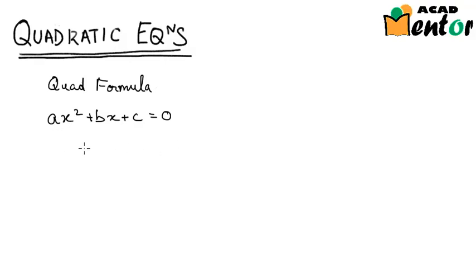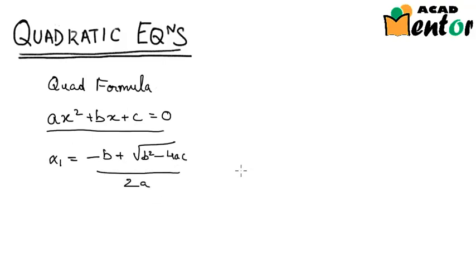So for this particular equation, if alpha 1 and alpha 2 are the roots, then we can write alpha 1 is equal to minus b plus under root b square minus 4ac by 2a, and alpha 2 is equal to minus b minus under root b square minus 4ac by 2a. So these are the two roots of this equation.